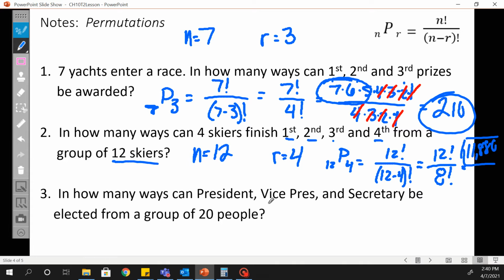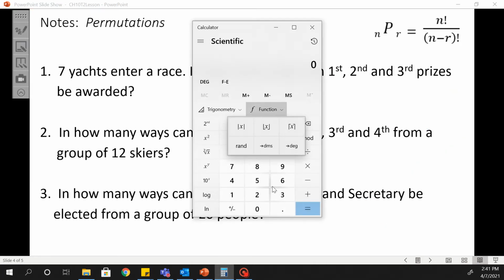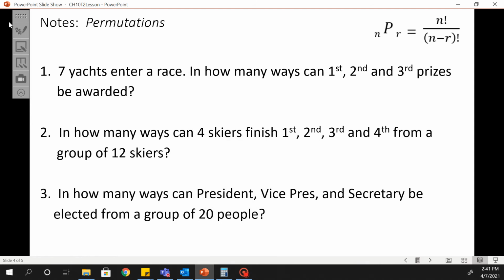And then this example, in how many ways can president, vice president, and secretary be elected from a group of 20 people? So we have 20 people, 20 items here. We want to arrange them 3 at a time, president, vice president, and secretary. So we have 20 permute 3, which is 20 factorial over 20 minus 3 factorial. So 20 factorial over 17 factorial. 20 factorial divided by 17 factorial equals 6,840.